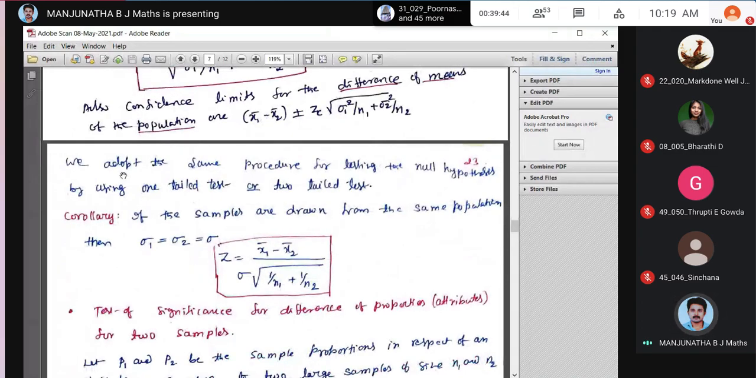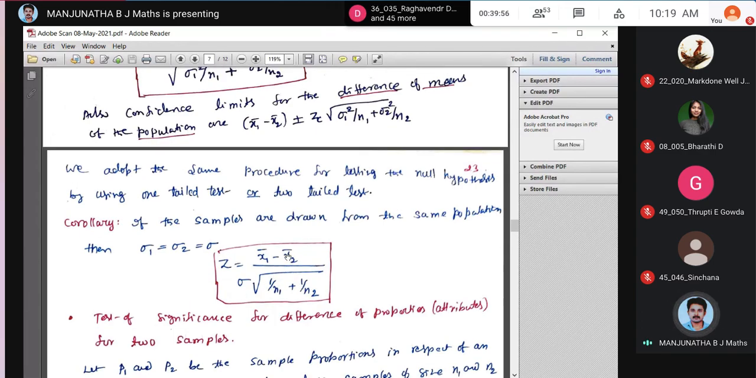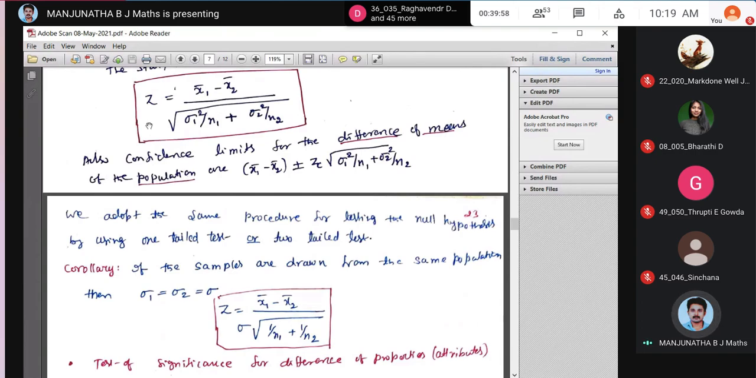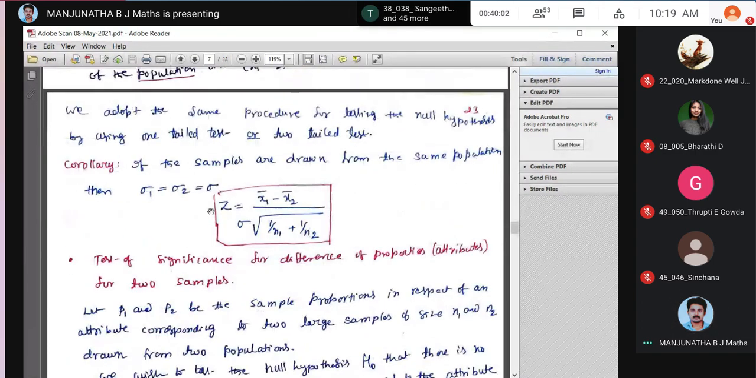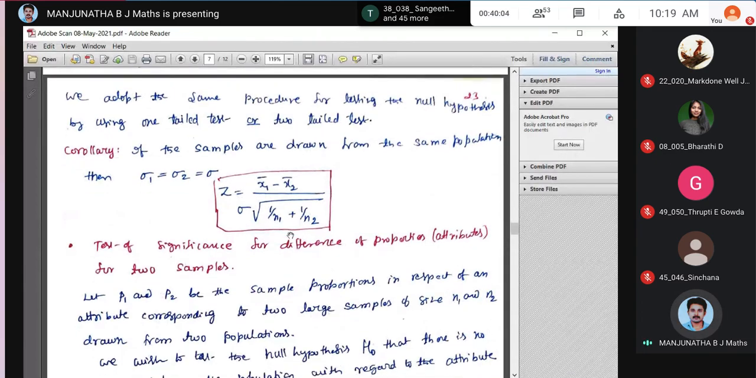Corollary: what happens if the samples are drawn from the same population, or a different population, that is the formula. If drawn from the same population, then your standard deviation is the same, therefore x1 bar minus x2 bar, sigma equal, I take sigma common, sigma square, take out of the root of that sigma square, sigma times root of 1 over n1 plus 1 over n2. So this is the corollary to that one, right?